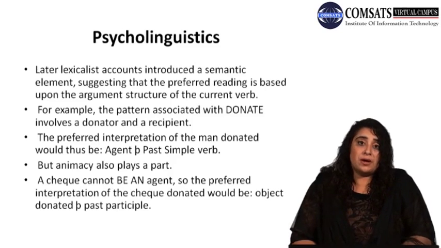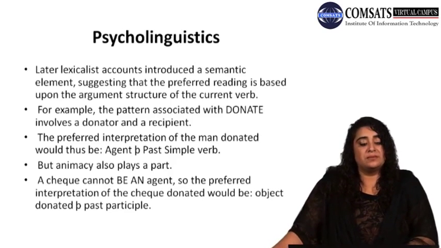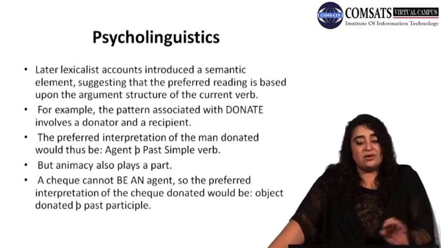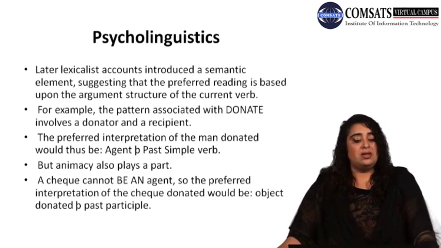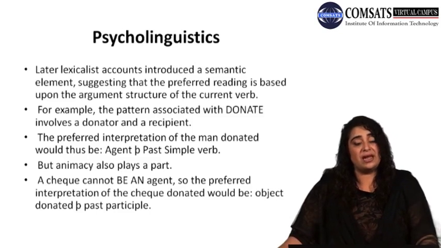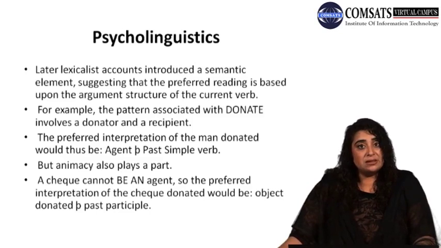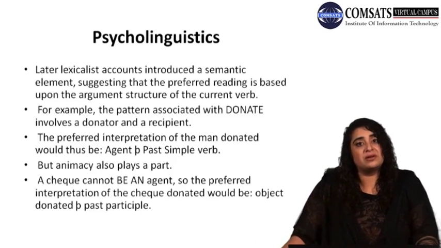But animacy also plays a part. So a check cannot be an agent. So the preferred interpretation of "the check donated" would be object donated, with a past participle. If we say that a man donated a check, the man would be the agent using the past simple verb donated. Now, a check cannot be an agent. So the preferred interpretation would be that the check is the object that was being donated, so object donated with past participle.